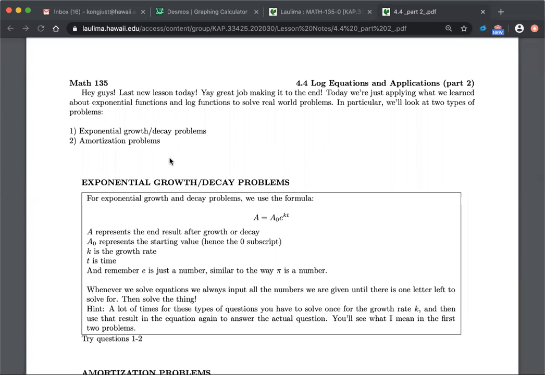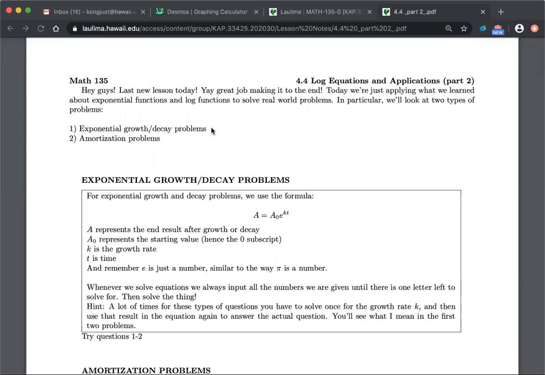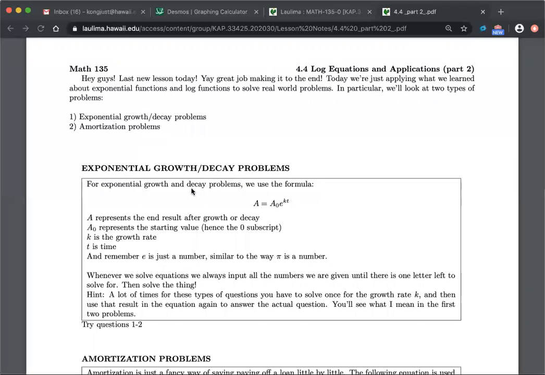So application questions. Two things to know: how to solve exponential growth decay problems and then amortization problems. So first, exponential growth decay problems. For these types, we just use this formula. A is equal to A naught times e to the kt. Here, A is the end result after growth or decay. A naught, when we put the subscript 0, that usually means it's like the starting position. So the original value at time 0. So A naught is the starting value. K is the growth rate.